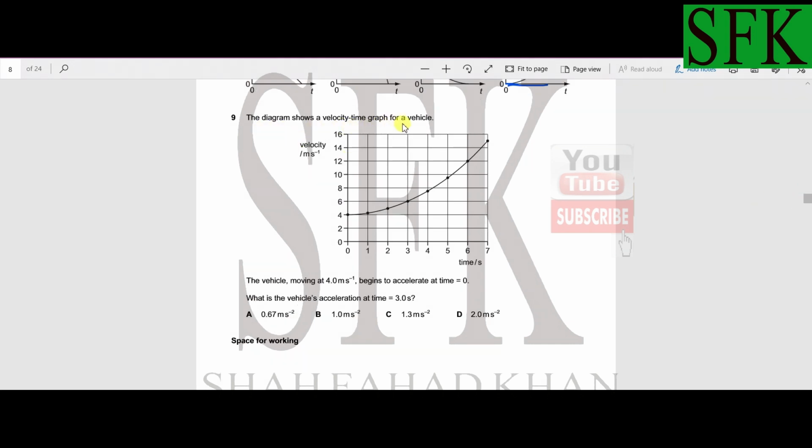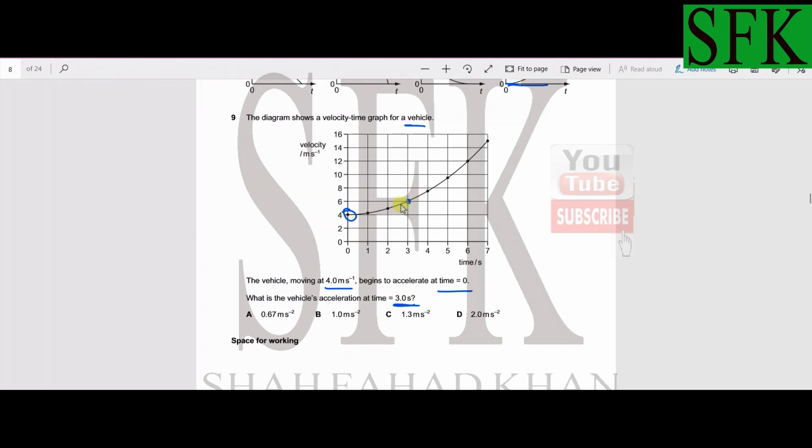The diagram shows the velocity time graph of a vehicle. The vehicle moves at 4 meters per second speed. This is its initial speed. Then it begins to accelerate at this time. And then what is its acceleration at the time of 3 seconds? 1, 2, 3. This 3 seconds is the time. They're asking us acceleration at this time.